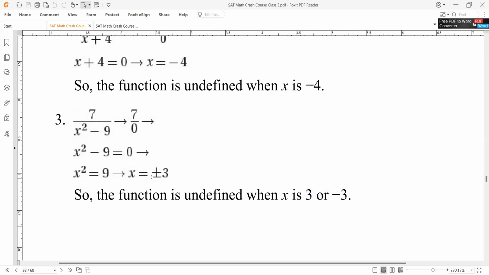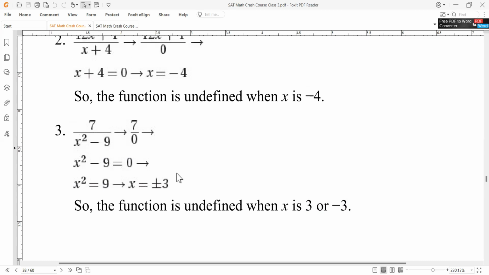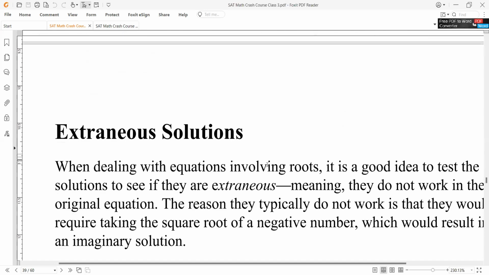Because after solving the equation x squared equals 9, we are getting x equals plus or minus 3. We are getting two different values, plus 3 and minus 3, and that necessarily indicates that this function can be undefined at two different points.